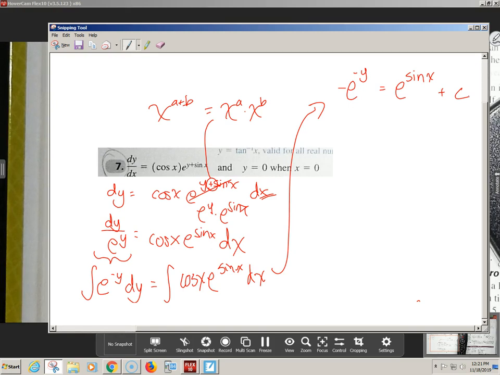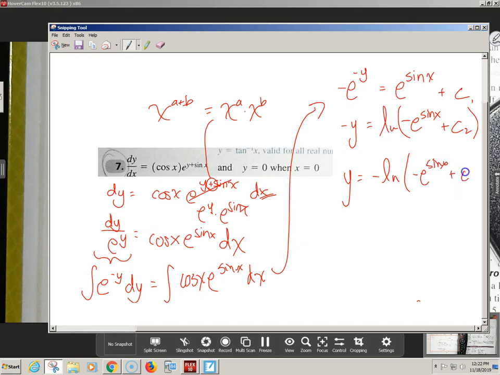So I divide both sides by a negative. I take ln of both sides. I think I would end up with, let's see, the negative has come over here. Negative e to the sine of x. So negative times a c is an arbitrary constant. We could call it c1, c2, whatever. And then we have to take an ln. Whoa, this just got intense. And then we have to divide by a negative. So y is equal to negative ln of negative e to the sine of x plus c.